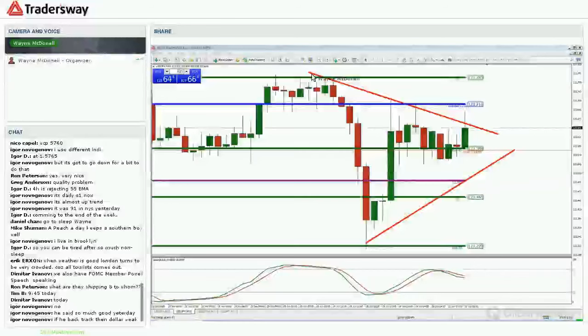Let's look at jobless claims. A little less than expected, which is good. Continuing claims a little more than expected, which is bad. So no big deal either way. The deflator as expected, core as expected.